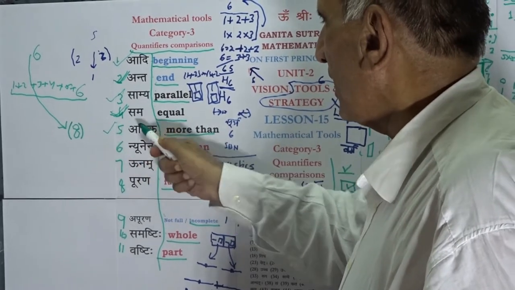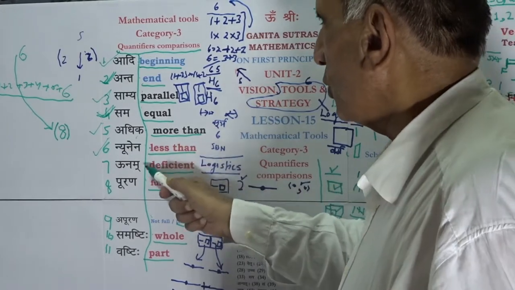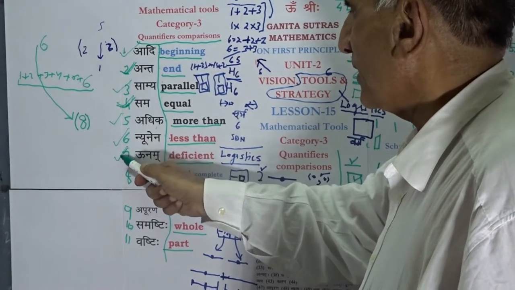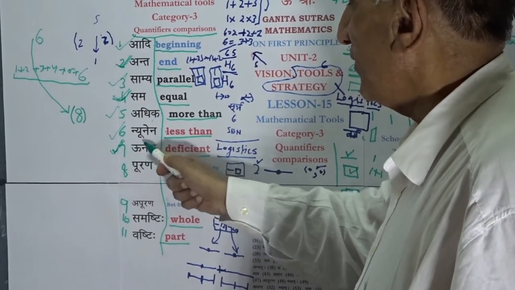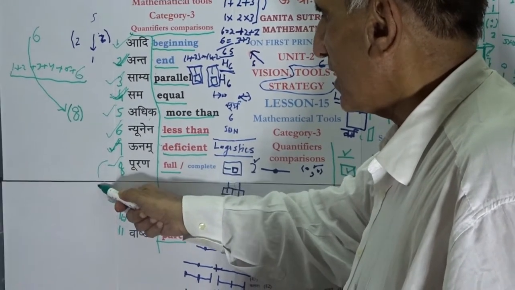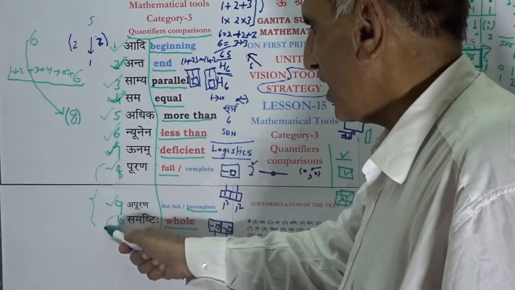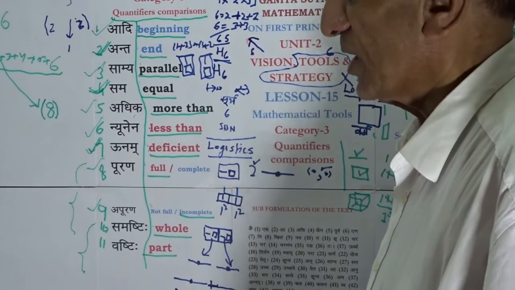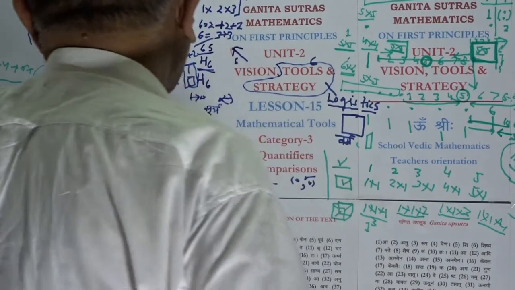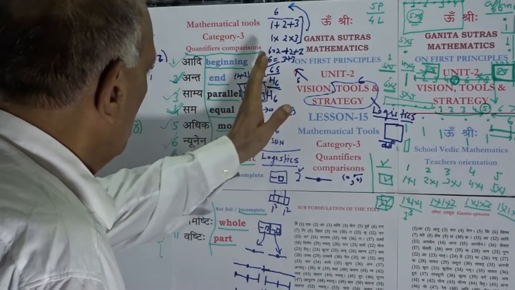Ekadhikena Purvena is in Sutra 1. Ekanyunena Purvena is Sutra 14. Unam Yavdunam is the Sutra 10, in which this formulation is there. Puranam and Apuranam is in Sutra 8, Puranapuranabhyam. Then Samisti Vyasti are the formulations in Ganita Sutra 11, Vyasti Samisti.